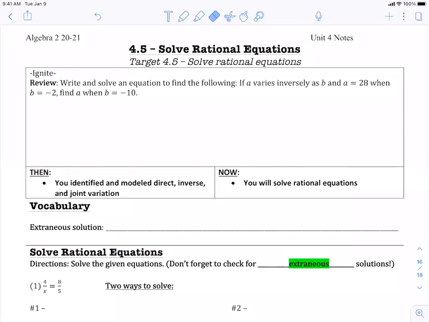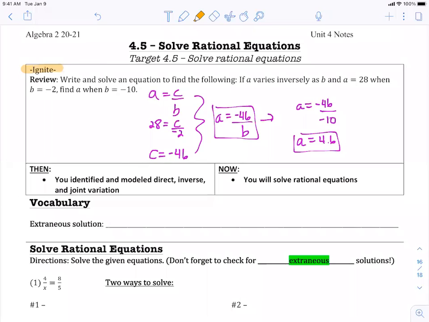Hello, everyone. Today we're going to be solving rational equations. So, as always, pause your video right now, and I'd love it if you would try the Ignite at the top of the page. All right, so for this one, answer is up.